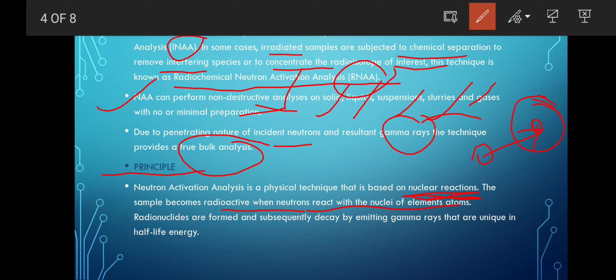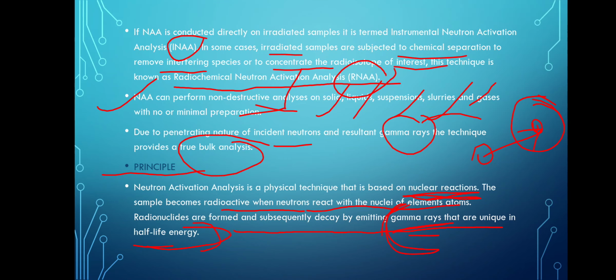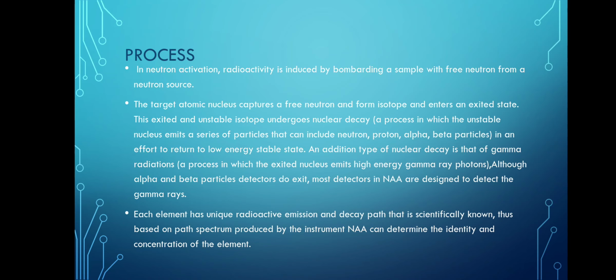Radionuclei are formed and subsequently decay by emitting gamma rays, which are unique in half-life and energy. Every element has a half-life period, right? Whenever these gamma rays are given out, they have a unique half-life period that we record, and based on that we get to know what type of element it is.